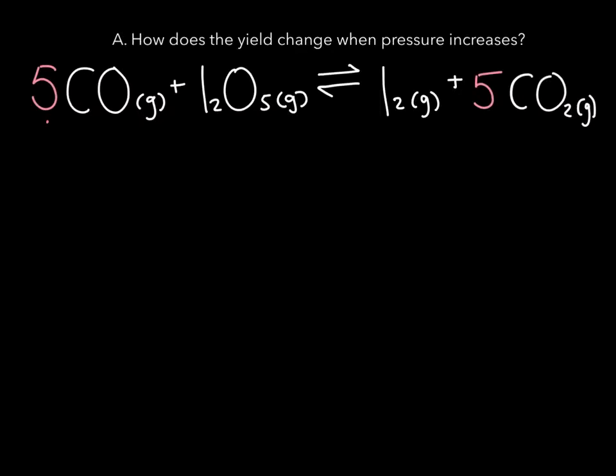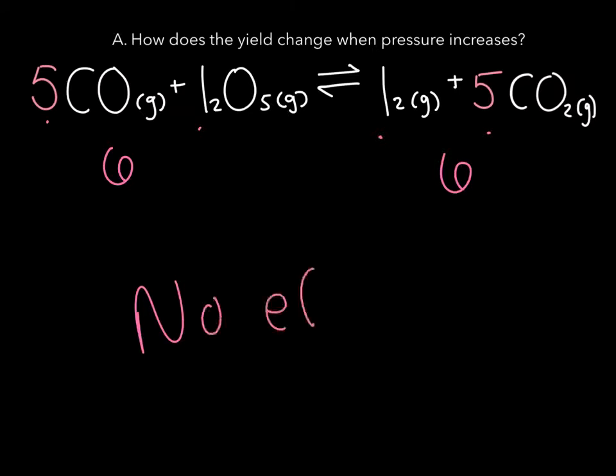We have a 5, a 1, a 1, and another 5. So on the left side we have 6 things, and on the right side we have 6 things. So there's no way that this equation can go to one of the sides to reduce the number of moles per unit volume. So the answer to part A is that there's going to be no effect on the overall yield when the pressure increases.